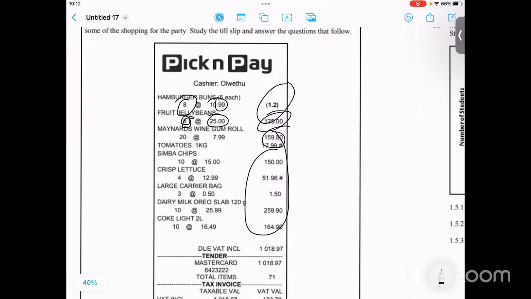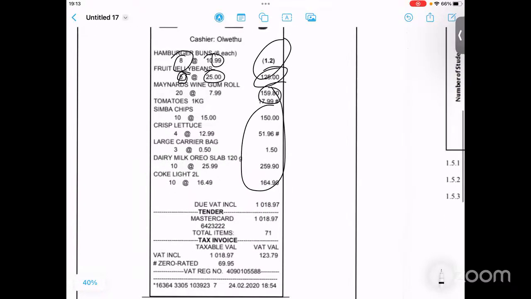And then we have the crisp lettuce. She bought 4 at 12 rands 99 each. And then we have the large carrier bag, which is 50 cents each, and she bought 3 of those. And then again, she bought Dairy Milk Oreo slab. She bought 10. And then the Coke Lights, 2 liters, 10 of them. Each was 16 rand 45 cents. So that is the total, 10 multiplied by 16 rands 49 cents, which is 164 rands there. And then we have the due VAT inclusive with that amount, and then tender, MasterCard, total items.